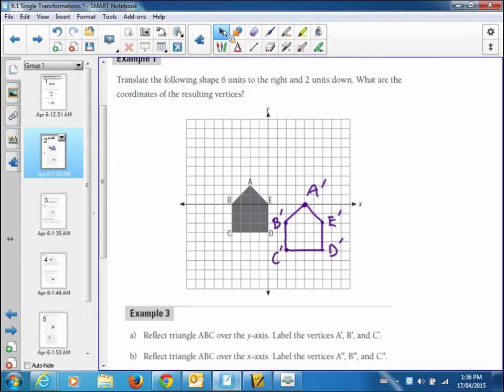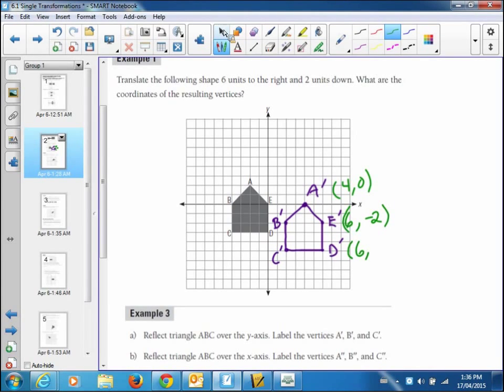No problems there? What are the vertices? Okay, the vertices are the ordered pairs, right? Can you rattle those off? What's A's vertices? X, comma, Y. Or vertices, coordinates. Yeah. 4 comma 0. Good, you remember this then. So then E would be 6, then negative 2.